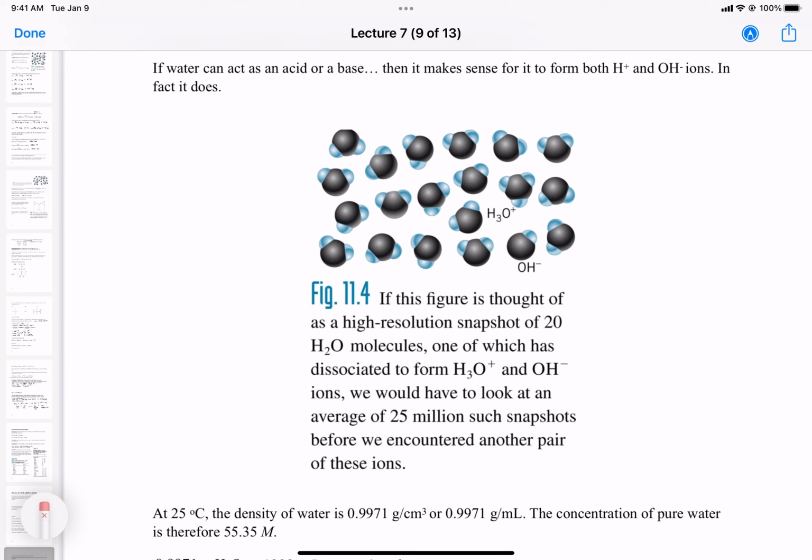So that's why we don't ever write water as H3O plus and OH minus, because the extent to which they exist in this form is very, very small. To give you an idea of how little the ions form in water, we would have to look at an average of 25 million snapshots before we encountered another pair of these ions. So there's no way water is acidic or basic.